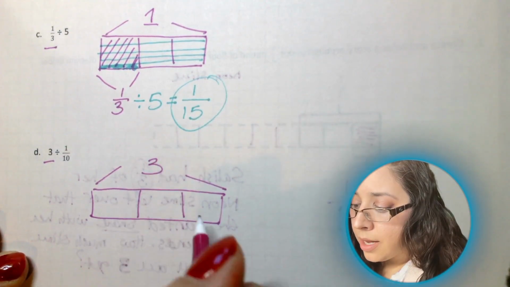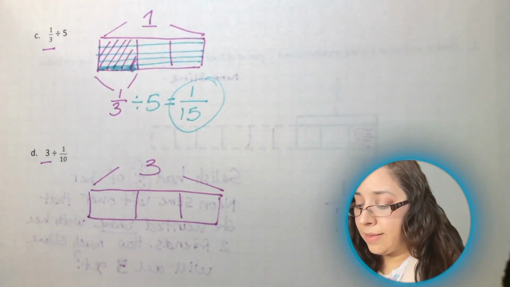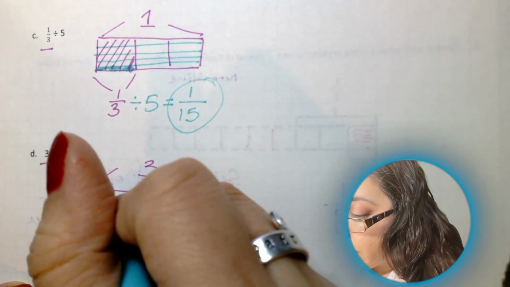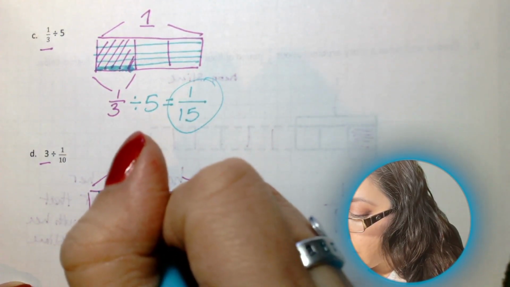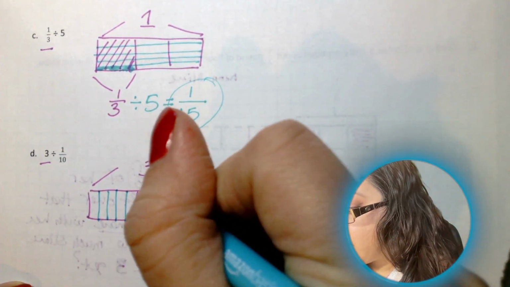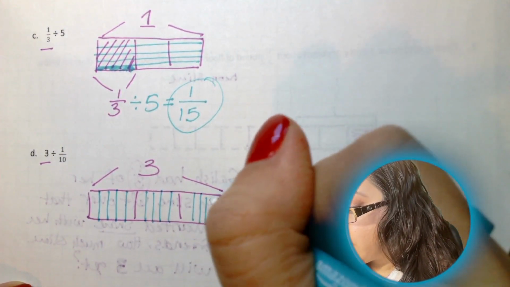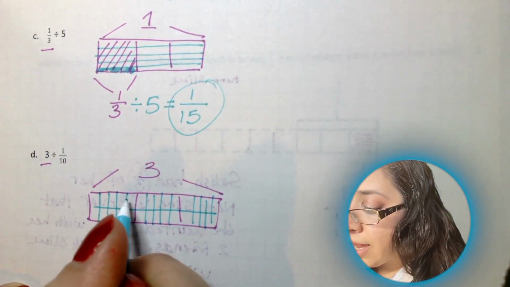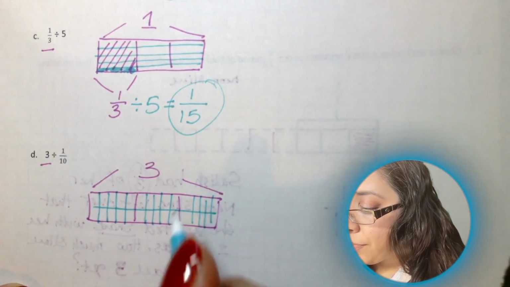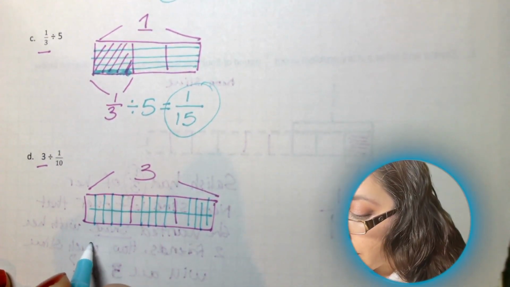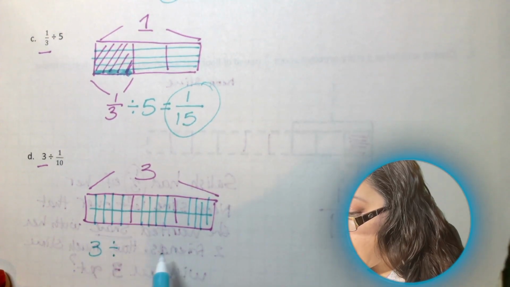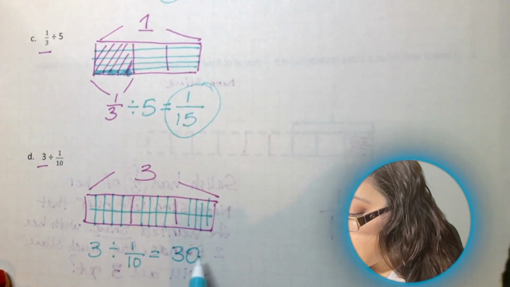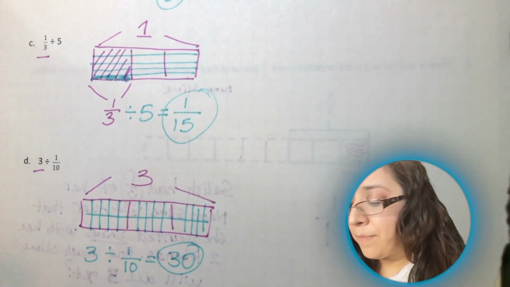But I've got 3 divided by tenths, right? So I'm going to draw 5 going this way. 1, 2, 3, 4. 1, 2, 3, 4. 1, 2, 3, 4. And then I'm going to split it this way. So each now has 10, 20, 30. So I've got 3 divided by 1/10 is 30. 30 in all of them.